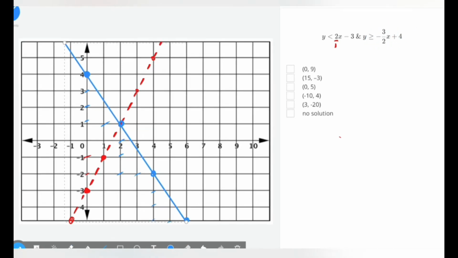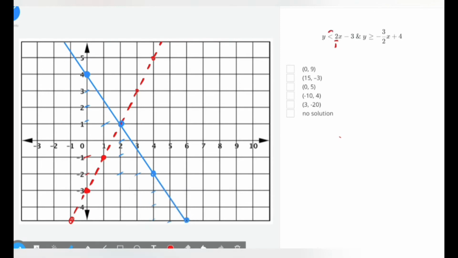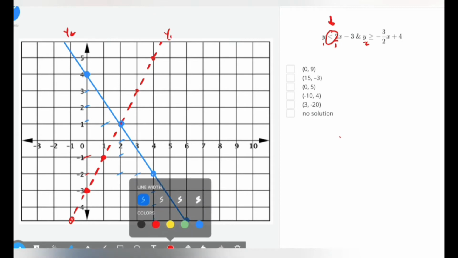So next I need to shade. Alright? So let's talk about the red line first. Right here, that means we shade to the bottom of the line. All right. So that's this line right here. That's y1, and that's y2. So the red line, we shade to the bottom of the line.